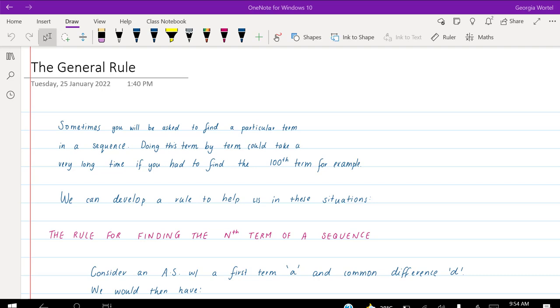Of course, we don't want to do that one by one, and all the rules we've learned so far only allow us to do things one term at a time. So we're going to come up with a general rule today that we could use for any term. So we could just sub in, say, the number 100 if we wanted to find the 100th term and not waste hours doing it.